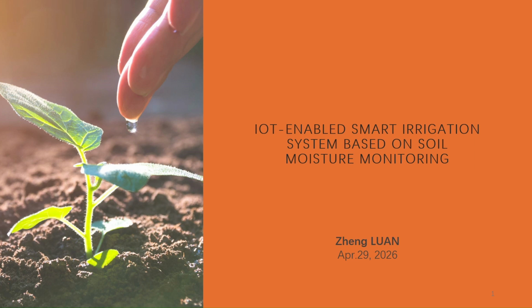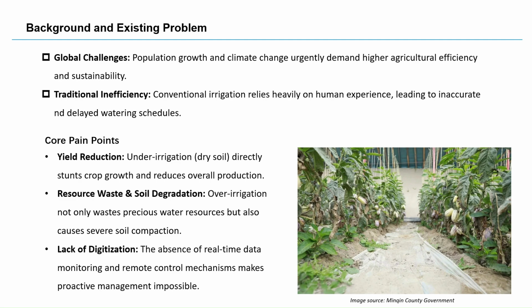Today I'm excited to present my final project, an IoT-enabled smart irrigation system based on soil moisture monitoring. Let's start with a problem. We live in a world facing rapid population growth and climate change. These global challenges demand high efficiency and sustainability in agriculture.